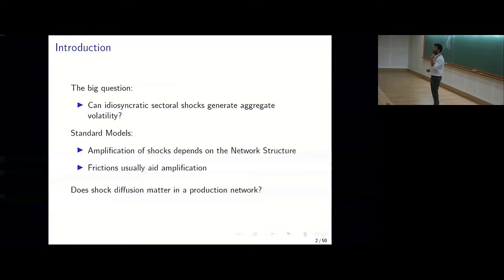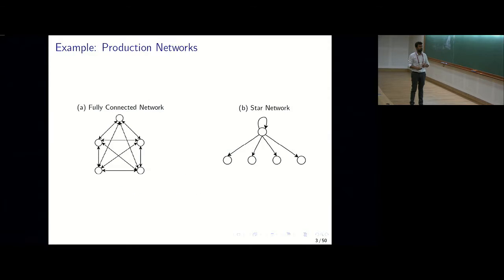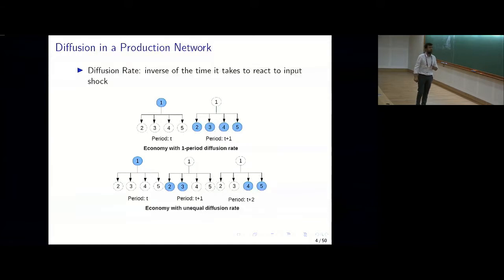So what am I adding to this literature? I'm adding this simple idea of diffusion in a production network setting. So imagine there are these multiple sectors which are buying inputs from each other. What happens then? And I'm adding this additional parameter called diffusion. So what do I mean by it?